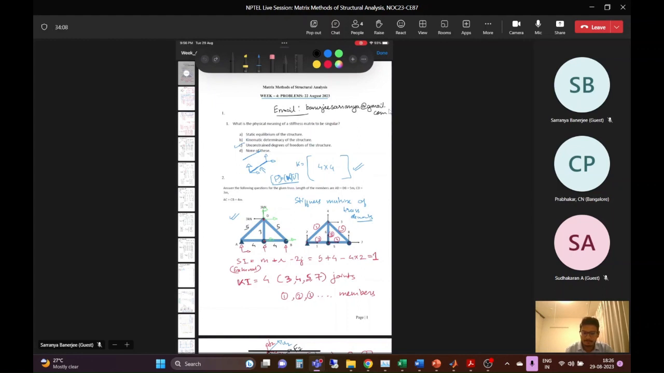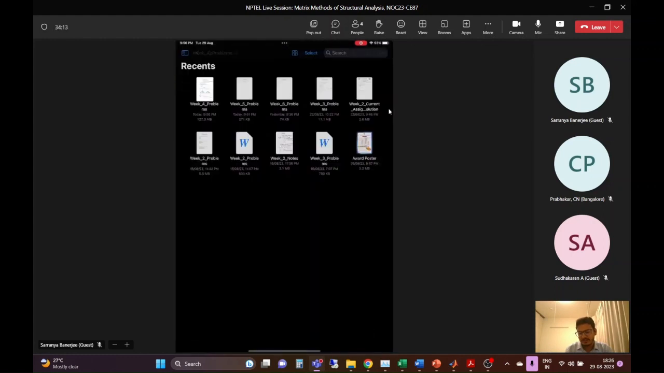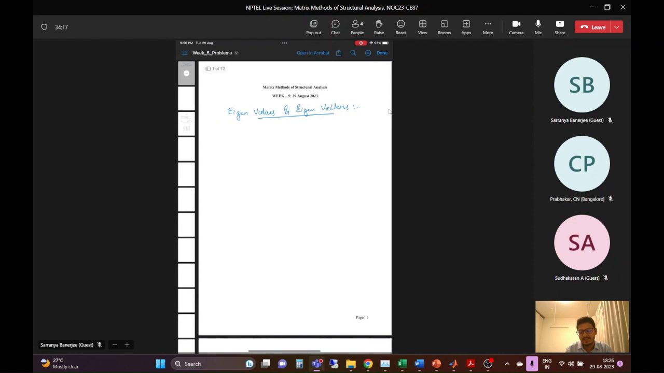Is that understood? Yep, it's clear. Okay. I would urge you all to visualize the stiffness matrix as a system of linear equations, because it is nothing greater than a system of linear equations. We are very much accustomed to linear equations, like ax plus by plus cz equals d.